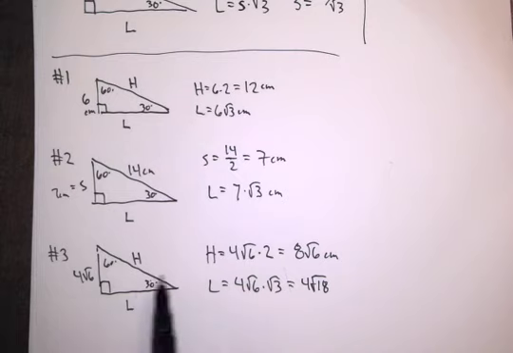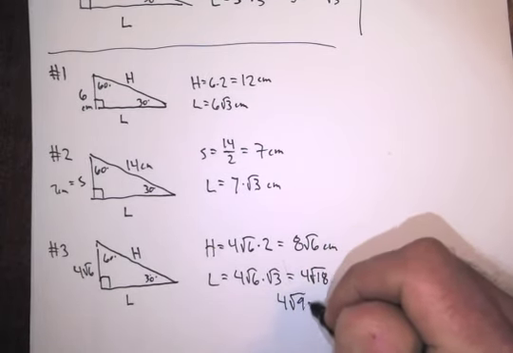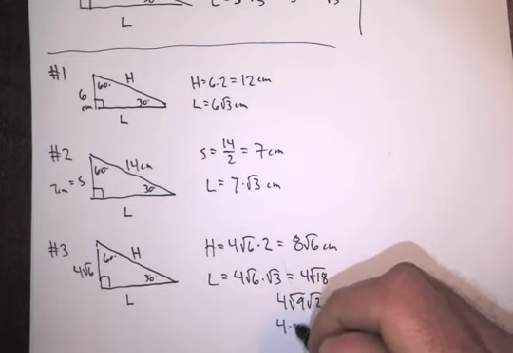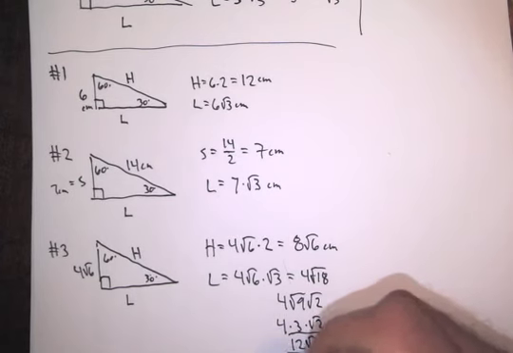4 square root of 6. I times it by 2, got 8 square root of 6. 4 square root of 6 times square root of 3. We got 4 square root of 18. Okay, so we're going to break that up: 4 square root of 9, square root of 2. 12 square root of 2. That one's a little tougher.